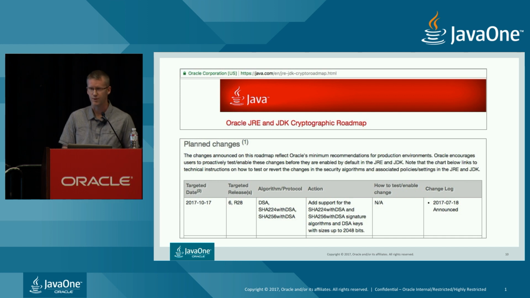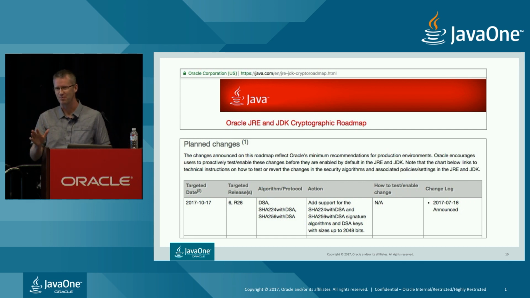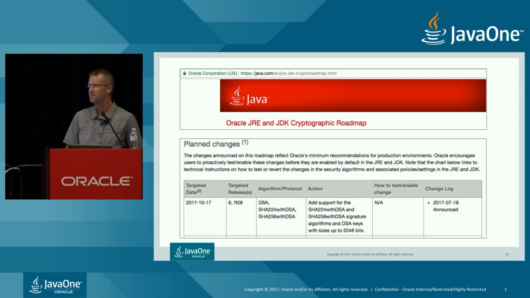October 17th, which is only about 2 weeks away. And the targeted releases are JDK 6 and R28. Does anyone know what R28 is? Oh, JRockit, yeah. So we still support JRockit, so it's still up here on our roadmap. The particular algorithm and protocol that's being affected is the DSA public key algorithm and the SHA-224 with DSA and SHA-256 with DSA signature algorithms. What are we doing? We're adding support for the SHA-224 with DSA and SHA-256 with DSA signature algorithms and DSA keys with sizes up to 2048 bits.